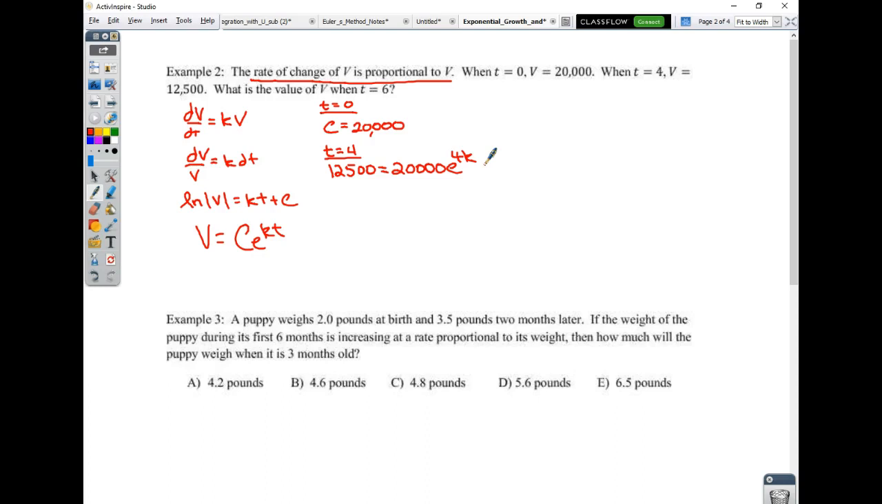12,500 divided by 20,000. Drop off the zeros, and 125 divided by 200, divide them both by 25, that's 5/8, equals e to the 4k. So k has to equal 1/4 the natural log of 5/8.